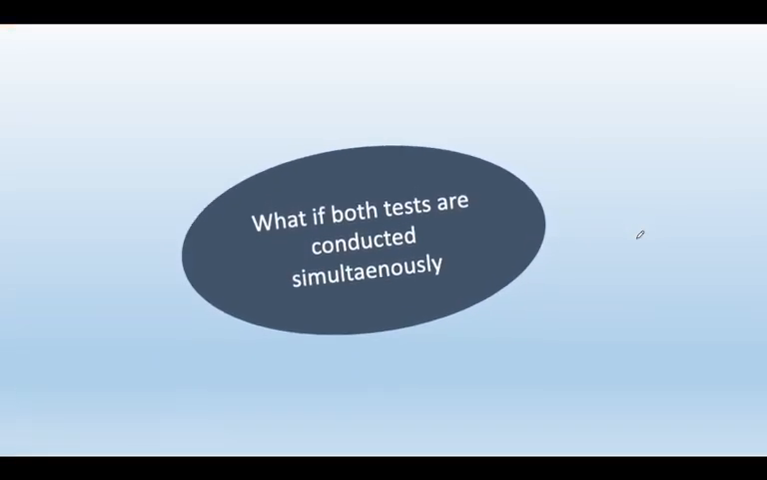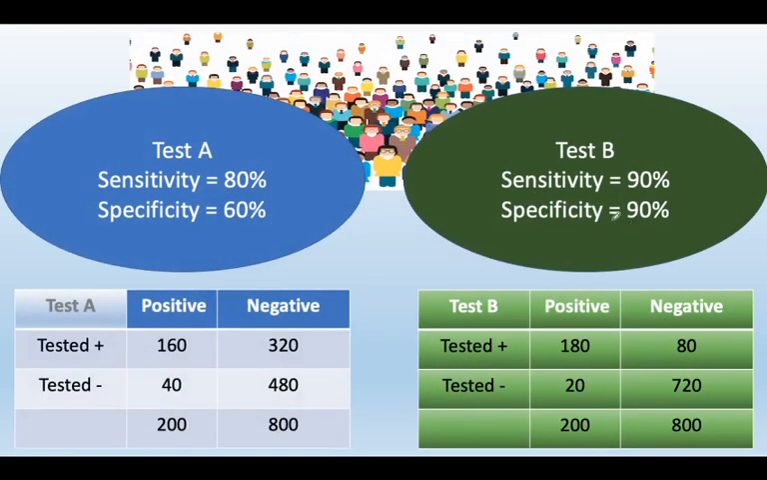Okay. But if both the tests are conducted simultaneously, it's a pretty straightforward example. So test A, let's say that this is our general population and we are performing two tests at the same time for one individual. Test A has a sensitivity value of 80 and specificity of 60. For test B, 90 and 90 are the values.